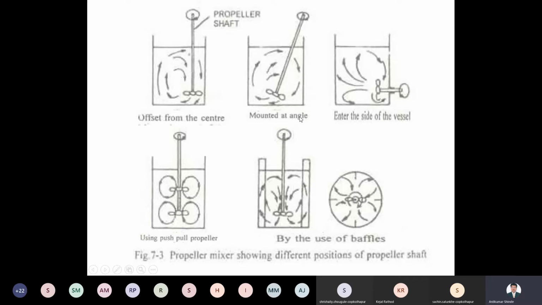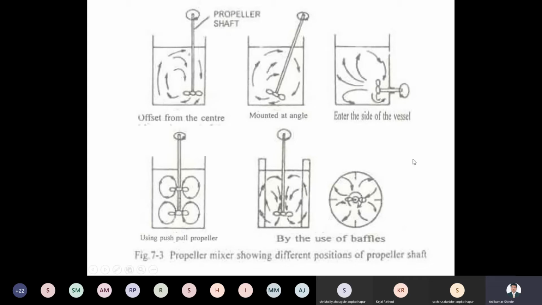Then this flow pattern is there. With this propeller, it creates the flow pattern after rotation at various speeds of rotation. Material is going at the upward side, and again going at the downward side. So this continuous mixing is possible if you keep the shaft away from the center.